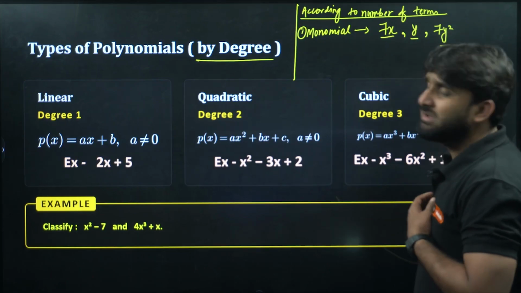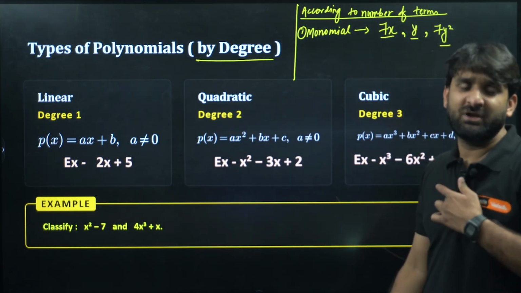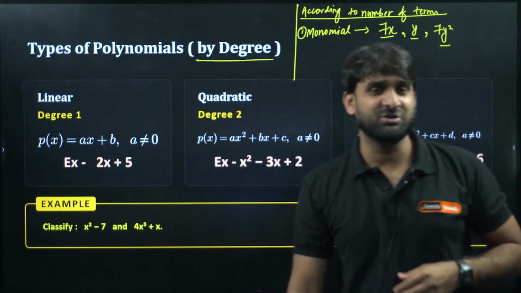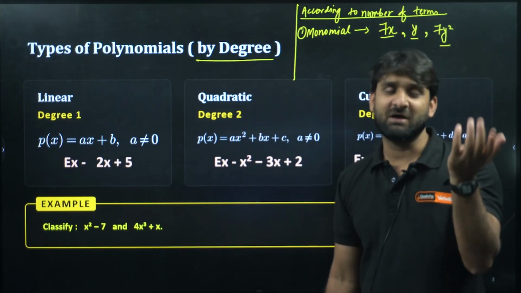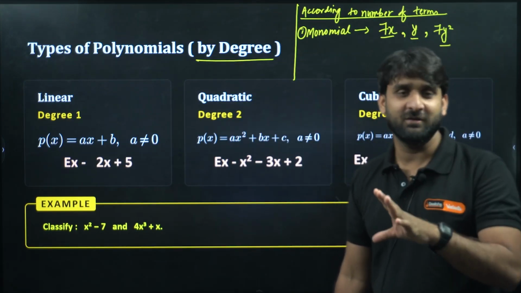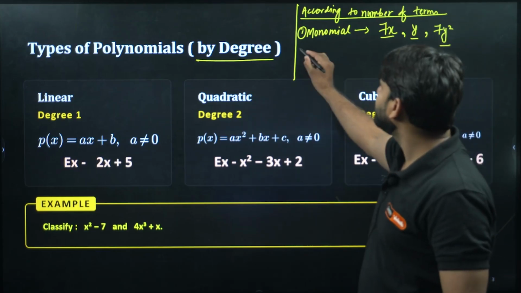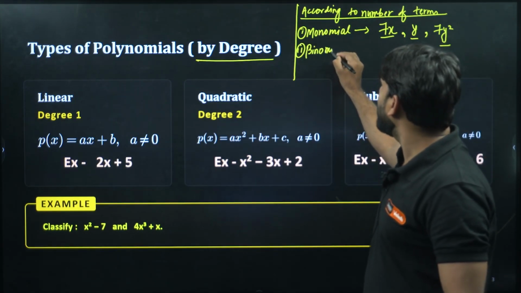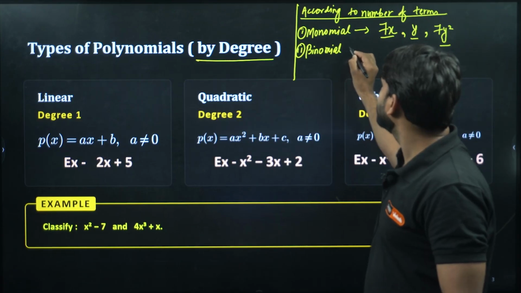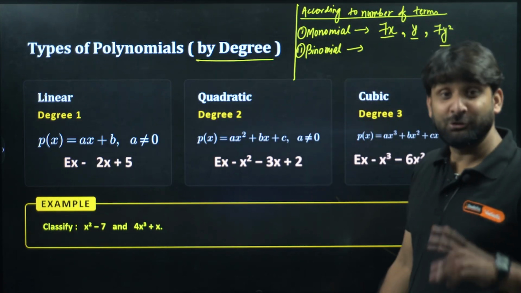There is nothing apart from this single term. There is nothing in plus, nothing in subtraction, only a single family is there. Whether it is 7x, power is 1, power is 2, power 3, doesn't matter. So these all are monomials. Second is binomial. Binomials are all those polynomials in which there are two terms.